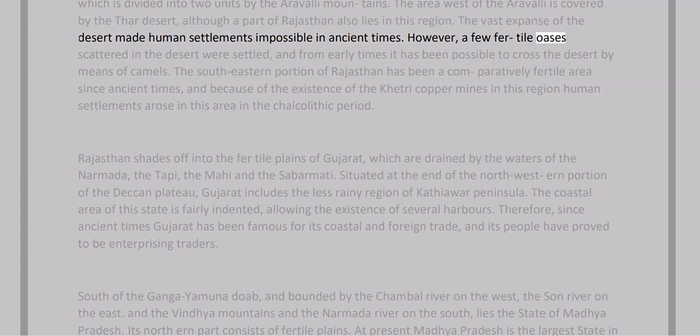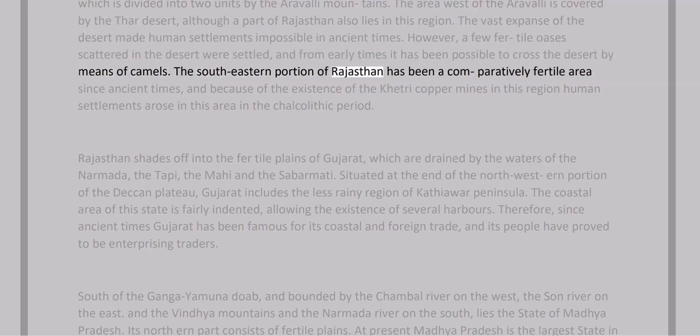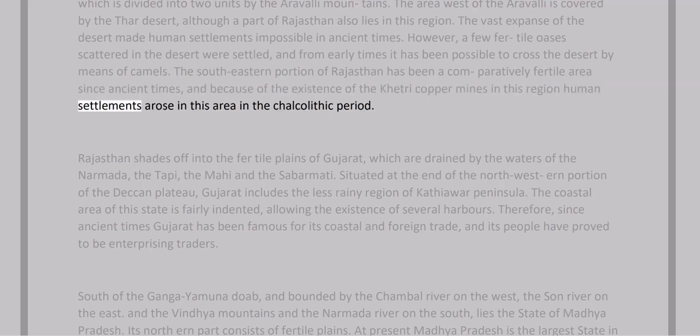However, a few fertile oases scattered in the desert were settled, and from early times it has been possible to cross the desert by means of camels. The southeastern portion of Rajasthan has been a comparatively fertile area since ancient times, and because of the existence of the Khetri copper mines in this region, human settlements arose in this area in the Chalcolithic period.